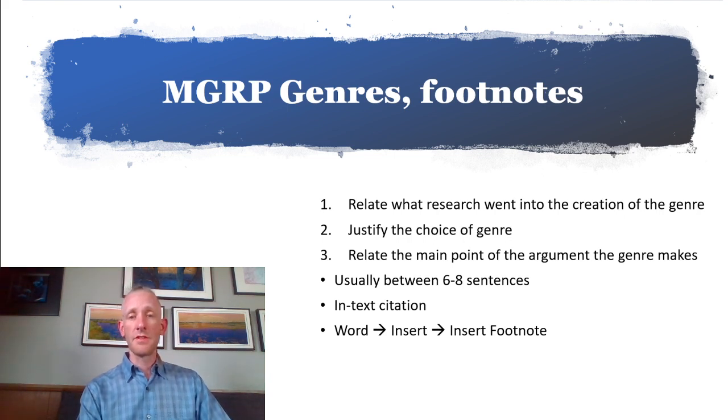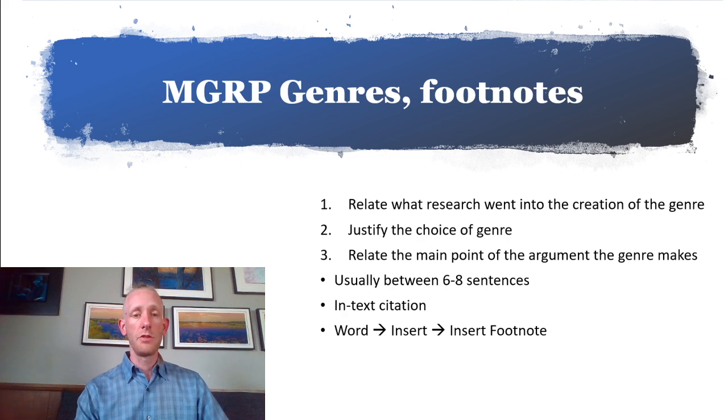Also, footnotes need to justify the choice of genre that you made. Why a haiku and not an abstract from a fictional research journal? Why a newspaper article and not a brochure? Why a YouTube video and not a poem? Right? Different genres are more effective at doing different things, and so you need to justify those artistic or stylistic choices that you made. Also in your footnote, you need to relate the main point of the argument that the genre is attempting to make. Right? If you were to distill down into, say, a topic sentence what the point of the genre is, that also needs to be included in the footnote.